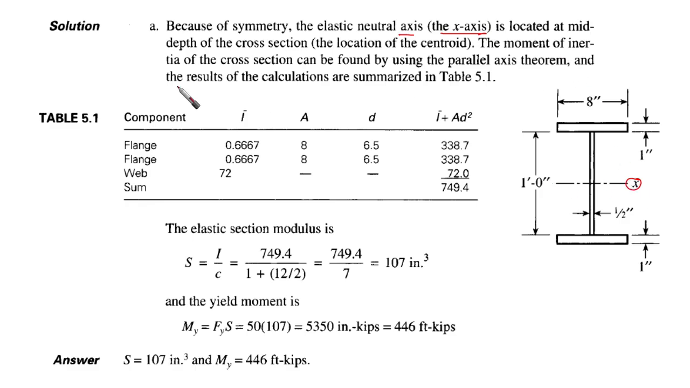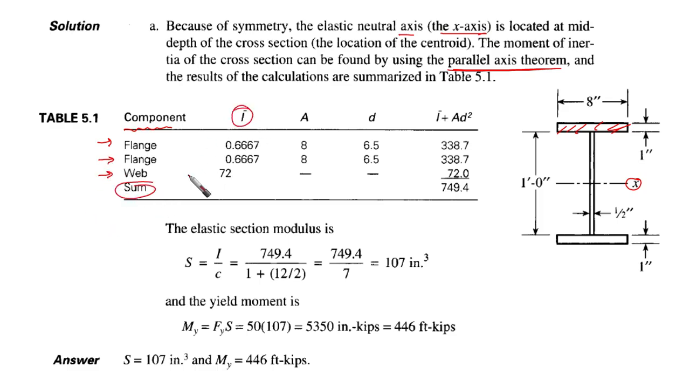The moment of inertia of the cross section can be found by using the parallel axis theorem. Do you know the parallel axis theorem? It is easy actually. You are going to find it here from this table, which the textbook summarizes. First of all, we look at the components that we are talking about, which are the flanges, 2 flanges and 1 web. So we have one flange, another flange, and the web, and then we're going to have the summation.